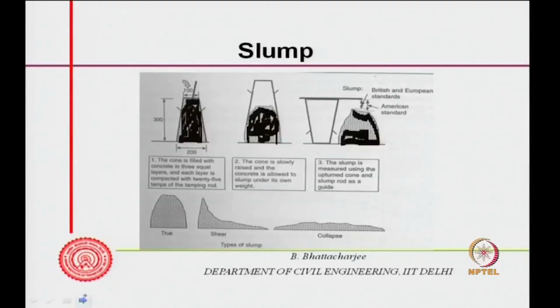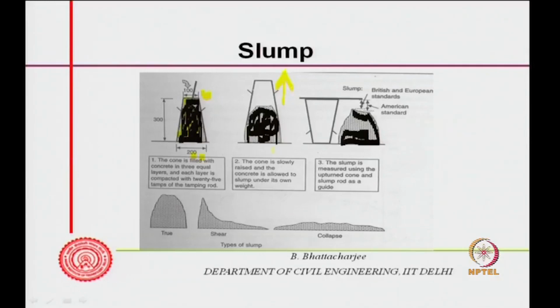For example, slump test, it was actually devised by D. A. Abrams, it is Abrams slump cone, and it is very simple. You place the concrete, pack the concrete here in a cone, whose dimensions are given, 200 and 100, so 2 is to 1, and this is 300. So, this is a truncated cone, and you pack the concrete in 3 layers, compact it in a standard manner, lift the cone up.